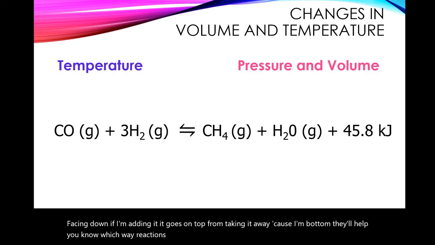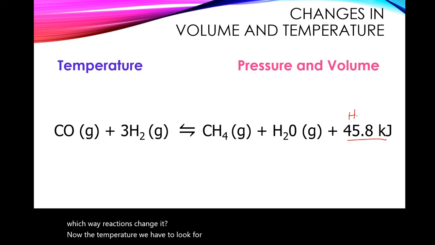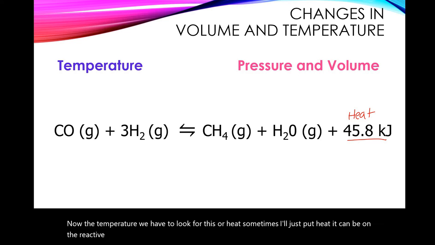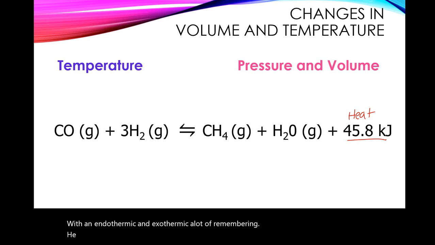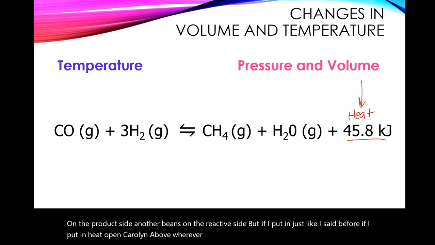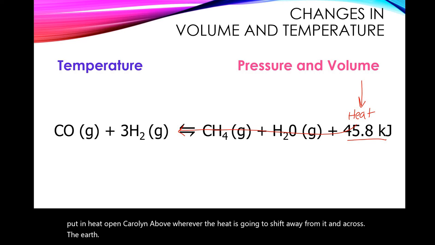Now, with temperature, we have to look for this or heat. Sometimes they'll just put heat. It can be on the reactant side or the product side. And this is where he said shift within endothermic and exothermic. That's a lot of remembering. Exothermic just means the heat's on the product side, endothermic means on the reactant side. But if I put in heat, just like I did before, I'll put an arrow above wherever the heat is, and I'm going to shift away from it and across the arrows. So it'll tell me which way it's going.